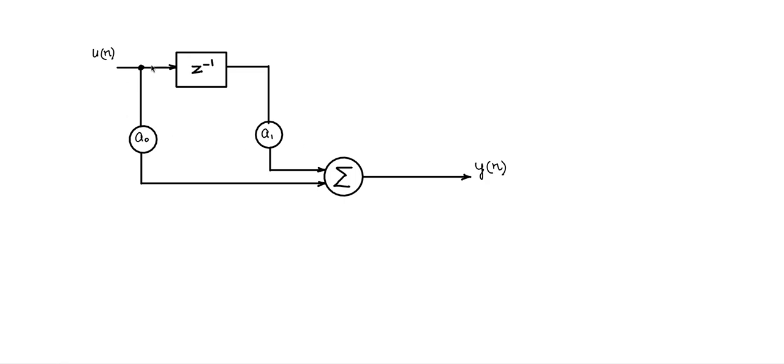Now we know how to get the transfer function of this, right? You say that what is Y(z)? Y(z) is equal to, so U(z), the Z transformed value of the discrete signal passing through A0 comes to the output. So A0 U(z) plus A1 into U(z) into z to the power of minus 1. This is the transfer function. Let us have a bit more intuitive feel.